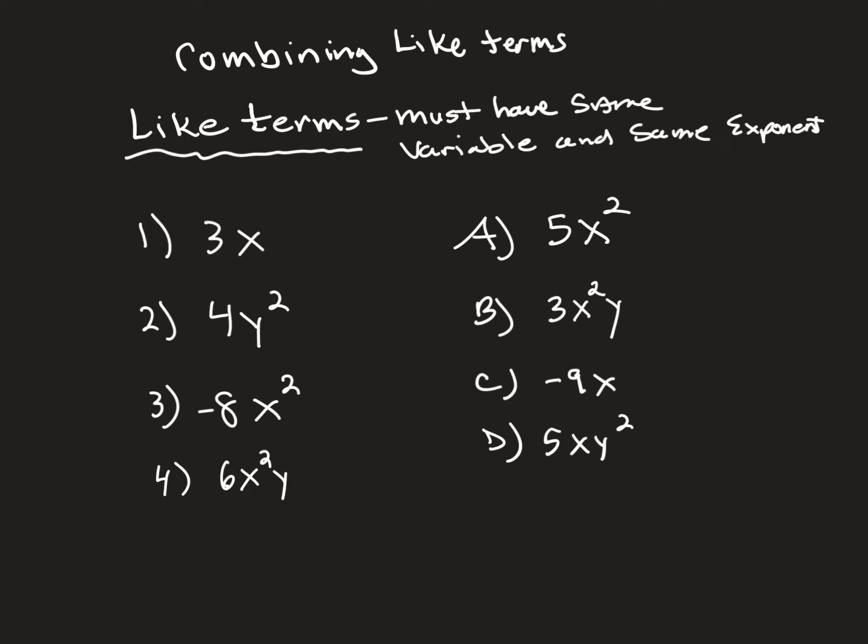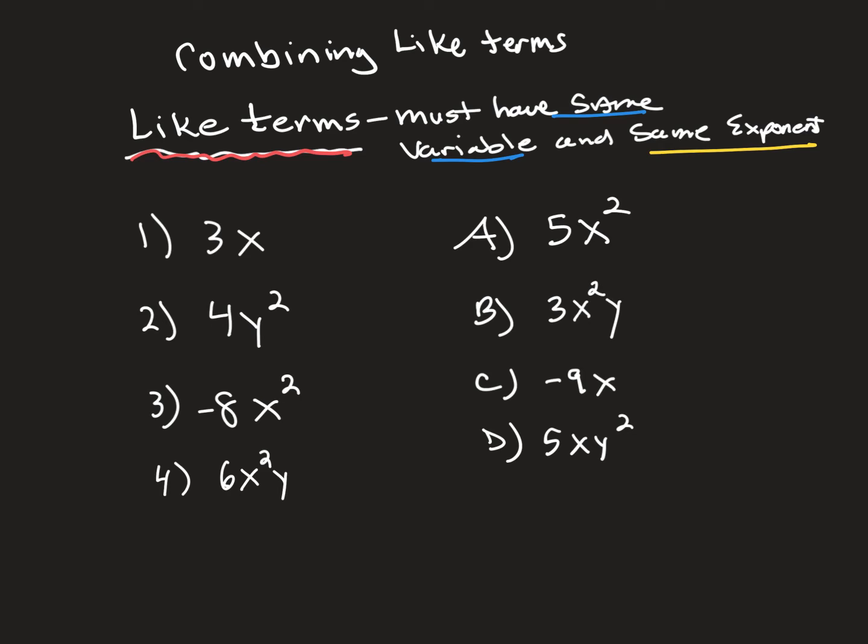Today we're going to look at combining like terms. First of all, let's talk about what it means to be like terms. To be like terms, you must have the same variable with the same exponent. So looking at problems 1, 2, 3, and 4, which one would match with A, B, C, or D as far as like terms?